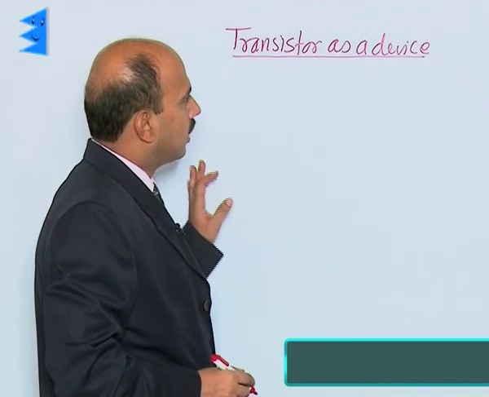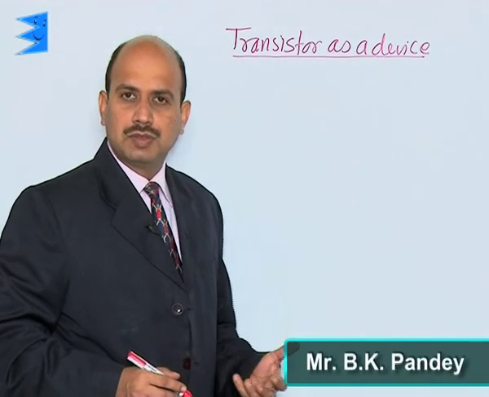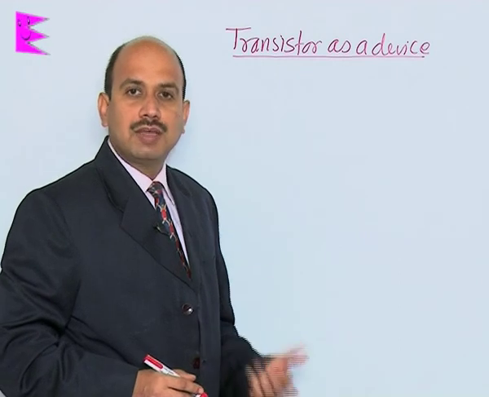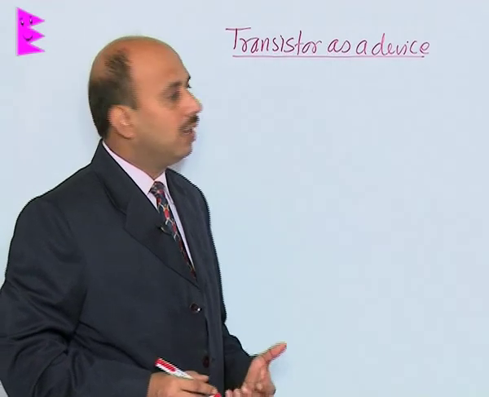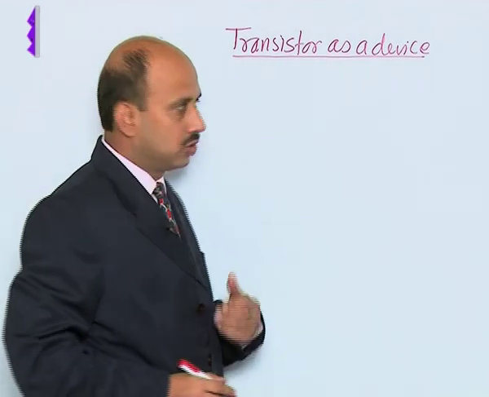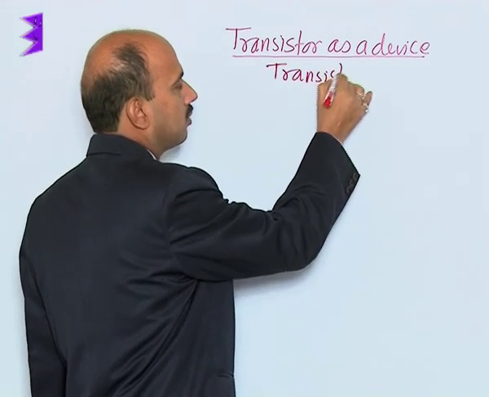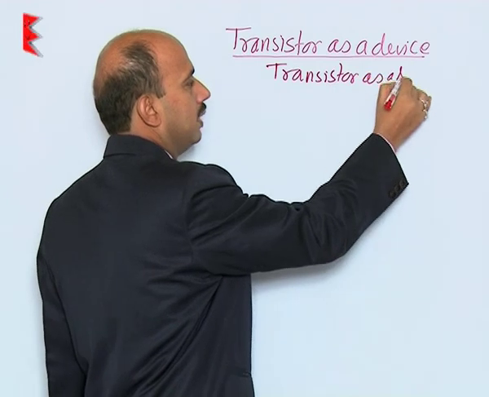Now sir, we can use a transistor for different purposes depending simply on the configuration and biasing of the transistor. First, we are going to use the transistor as a switch. So we can write here: transistor as a switch.